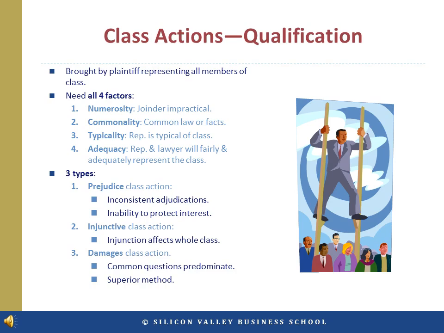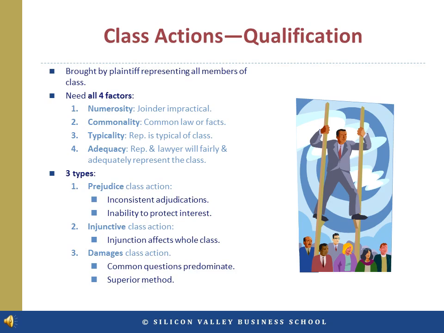There are three types of class action in the United States today. A prejudice class action allows the members of the class to join a single action in order to prevent prejudice to any one member through inconsistent judgments or an inability to protect their interests. The idea is to prevent members of the same class being treated differently by different courts for what is essentially the same claim.